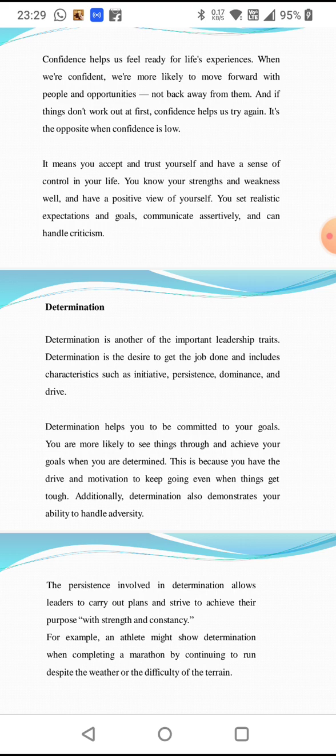The persistence involved in determination allows leaders to carry out plans and strive to achieve their purpose with strength and constancy. For example, an athlete might show determination when completing a marathon by continuing to run despite the weather or the difficulty of the terrain, right?